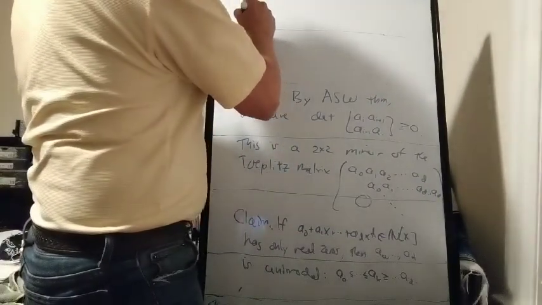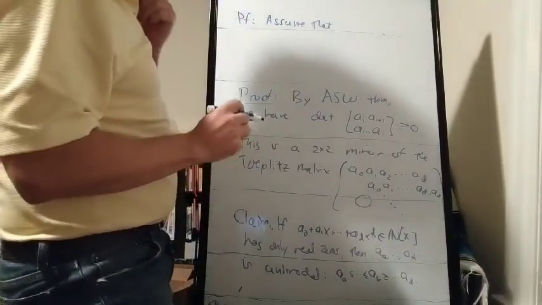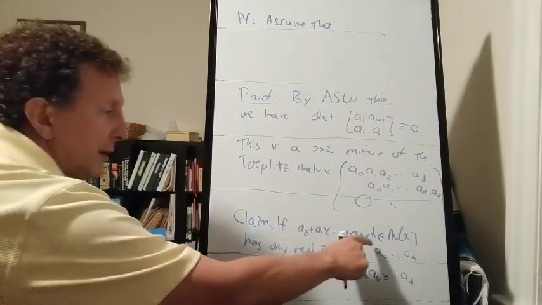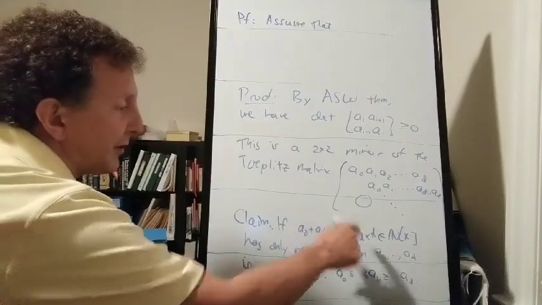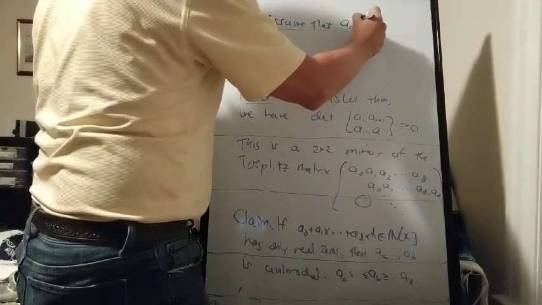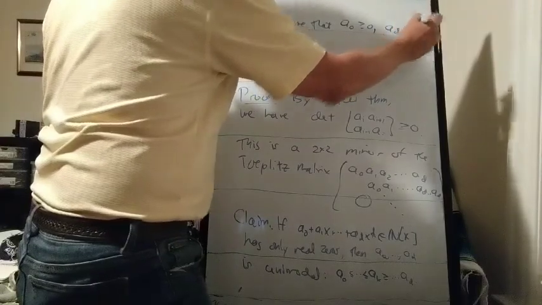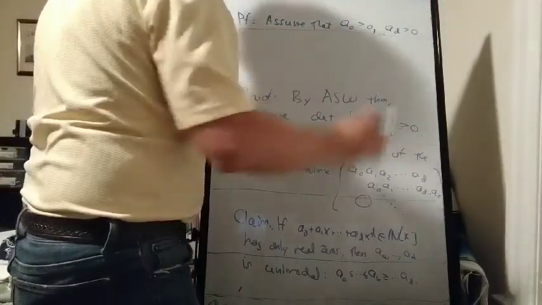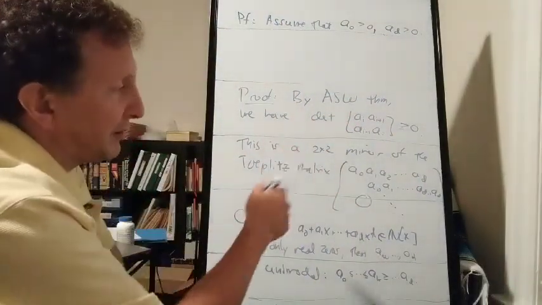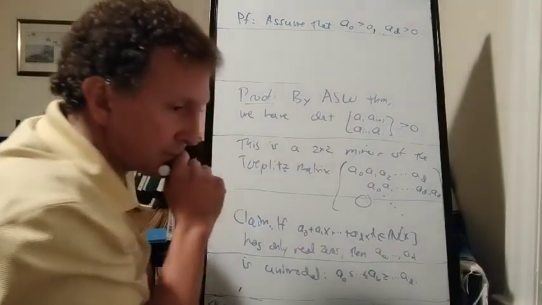So to see this, let's assume that the constant term, the lowest coefficient, and the highest coefficient are non-zero, so strictly greater than 0. If the constant term is 0, we can divide by x and get another polynomial where the constant term is not 0.